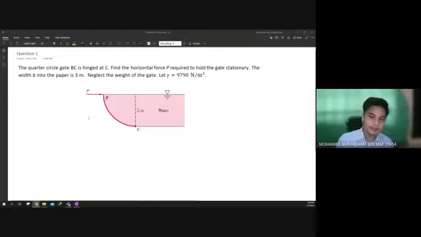Okay, this is just a revision for you before the test 1. So this is about the hydrostatic chapter. All right, this is the curved surface. So I give you 5 minutes. Please try to do on your own.